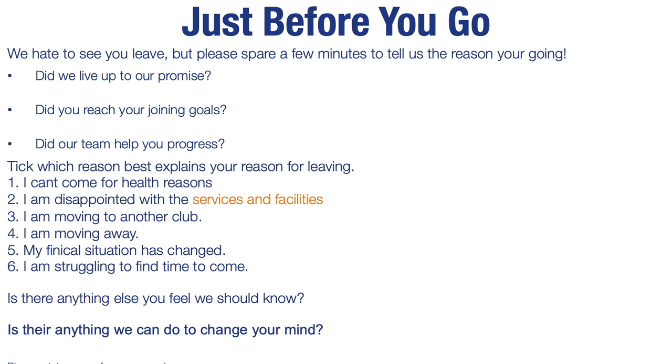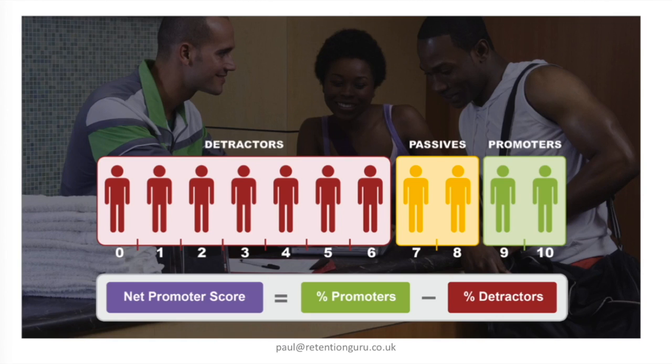Problem with this, that's asking 2 questions in one sentence. I could be disappointed with the services. I could be disappointed with the facilities. But if I tick this one, number 2, as an operator, I'm not clear which one of these 2 it is that's causing the problem. Is there anything else we feel? Is there anything else you feel we should know? Is there anything else we can do to change your mind?